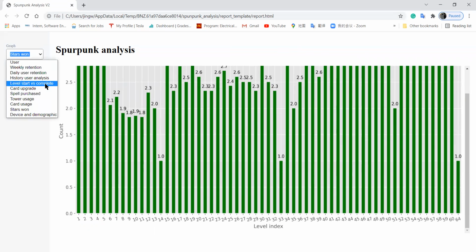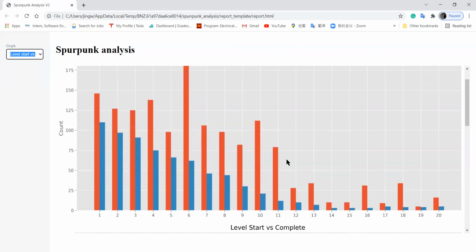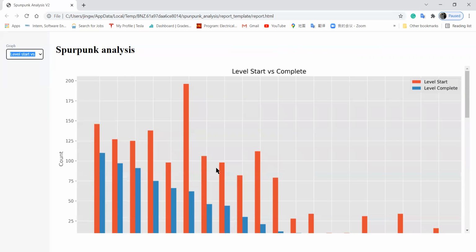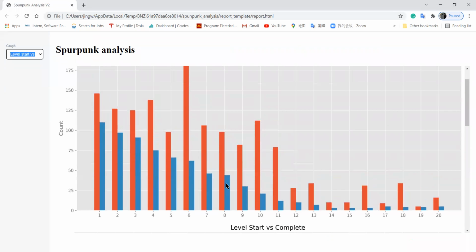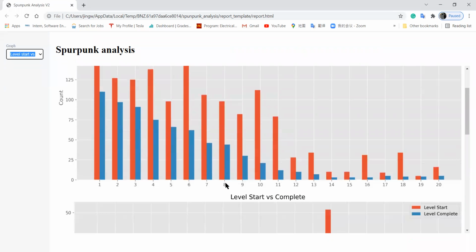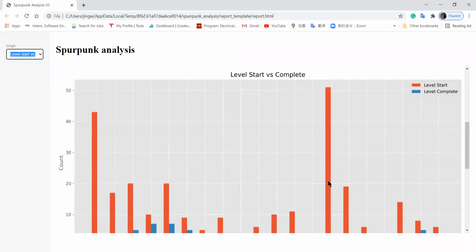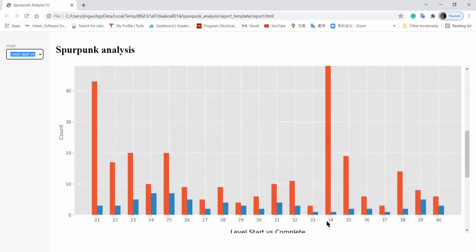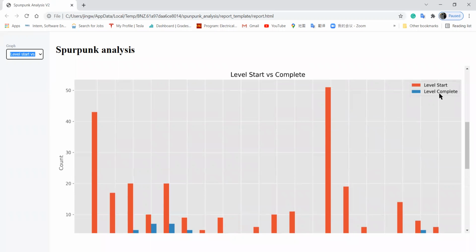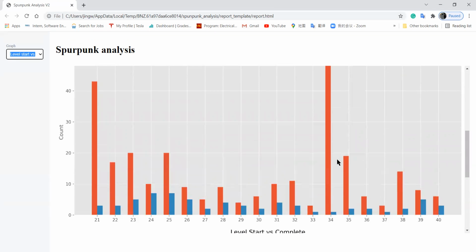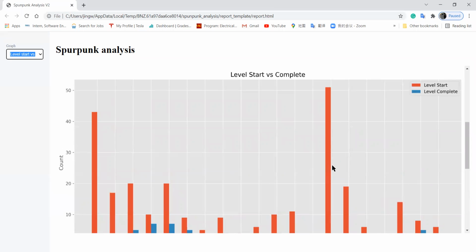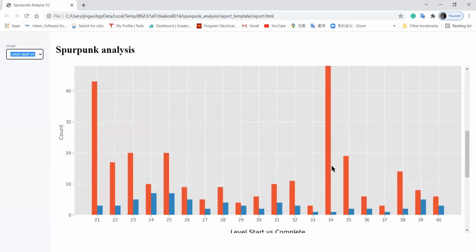And okay, in this graph, that means the weekly data, the total times all users choose to start or complete each level. For example, in level 34, the ratio between level start and level complete is very high. That means this level is very challenging and it's hard to pass.